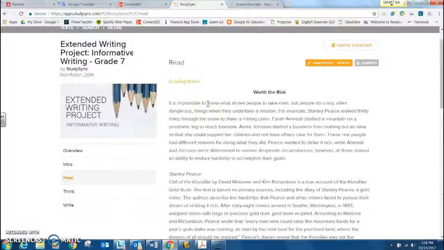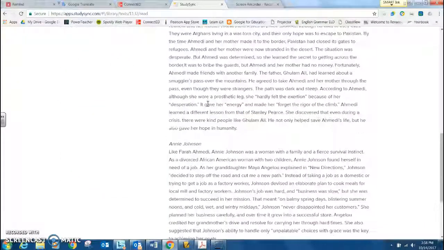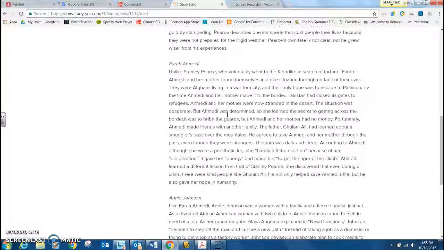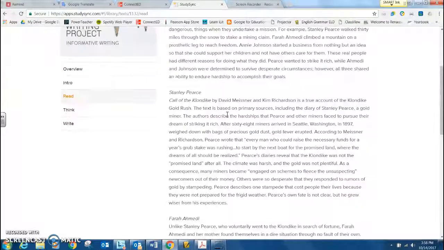There's Stanley Pierce, Farah Ahmedi from Other Side of the Sky, and Annie Johnson, and they get to pick any of the 3 that we used in class, and we read 10, I believe. So any 3 of the 10, it doesn't matter which ones they choose. And all they have to focus on this weekend is one paragraph like this. They don't have to write the whole essay. They're just writing one paragraph.